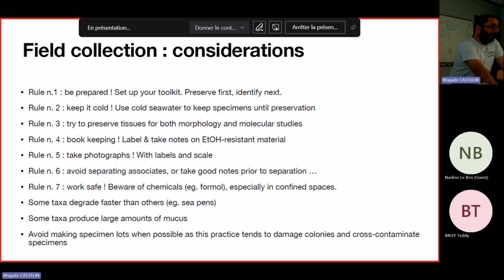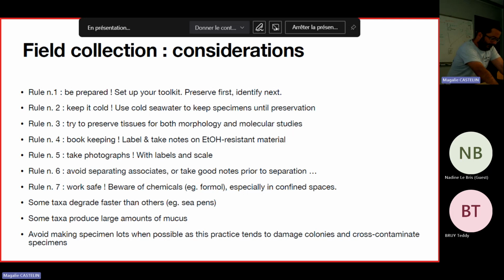Work safe. Beware of chemicals such as formalin, especially in confined spaces. Even ethanol can be dangerous if you're in a closed lab at 50 degrees Celsius. So it's important to keep safe. And there are some taxa that we know, when it's really hot in this area, degrade very fast. For example, sea pens literally melt when they are exposed to heat. And some taxa can produce a huge amount of mucus that can be troublesome for preservation and then for DNA extraction, because the mucus interferes with the DNA extraction process.